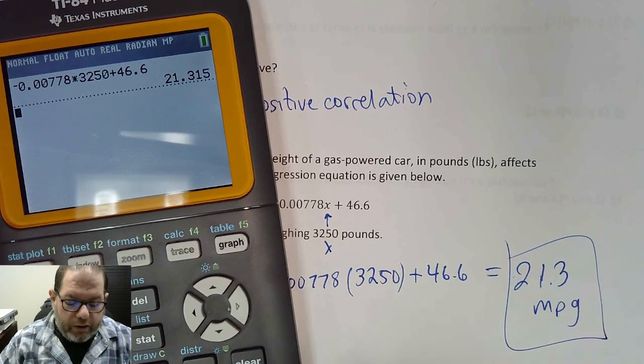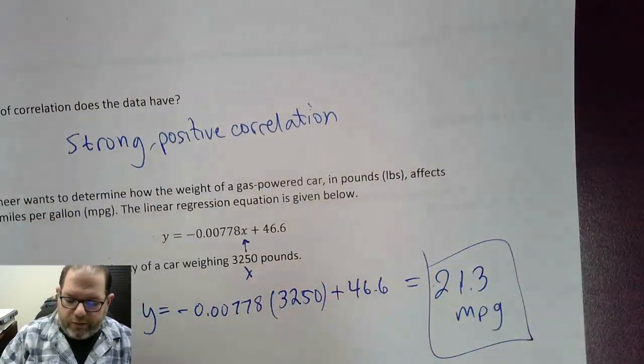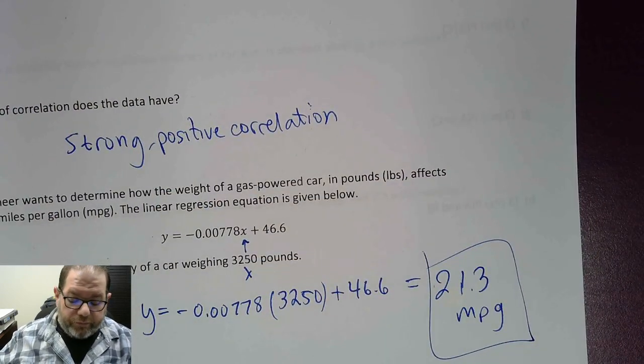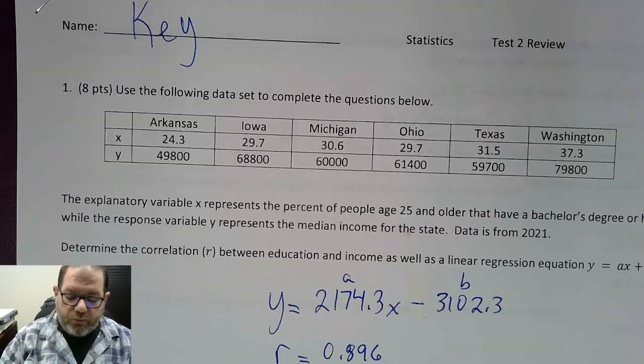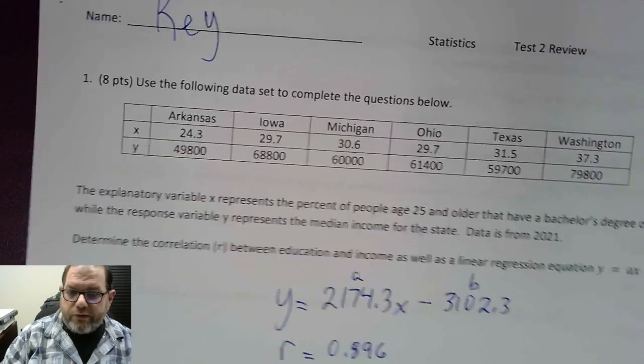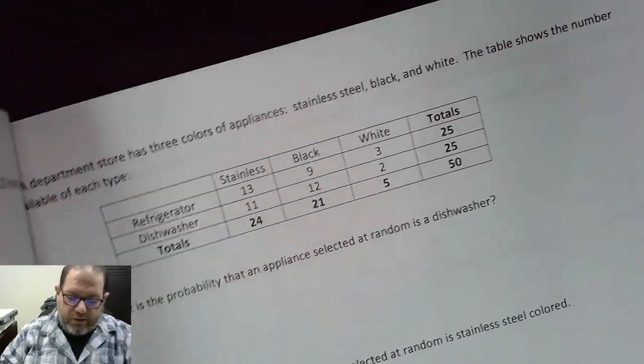Okay. And so that would be the efficiency of that vehicle. All right. That takes care of page 1, the chapter 4 material. Then we get into the chapter 5 material.